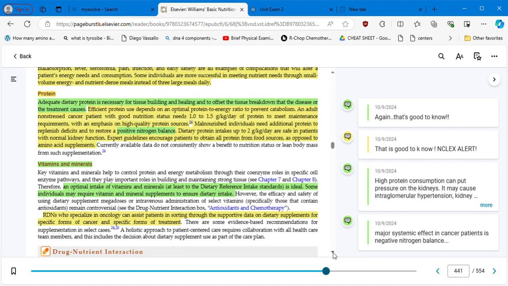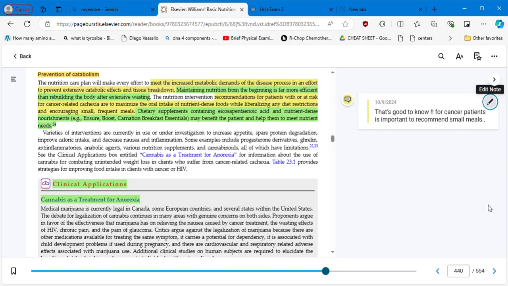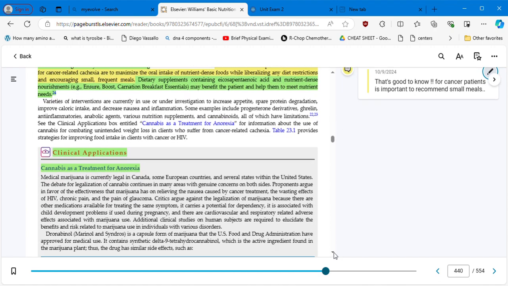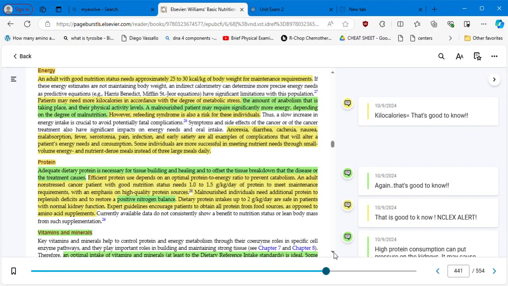High protein consumption can put pressure on the kidneys, and that's something that we need to avoid, because we are mentioning that a good high intake of protein is necessary for healing. But if you consume a lot of protein, you're also going to put your kidneys in danger, because it may cause problems in kidney function. So be careful with that, okay?